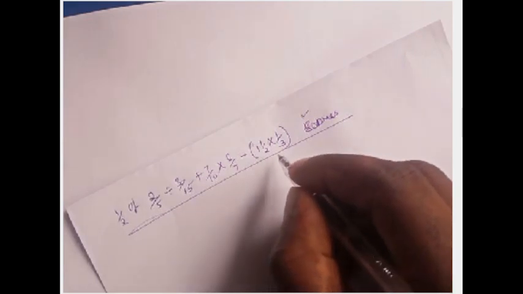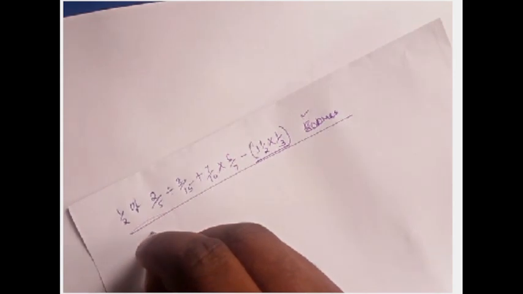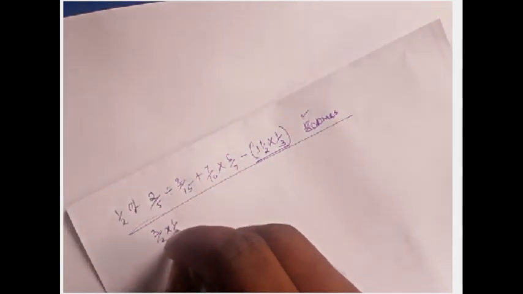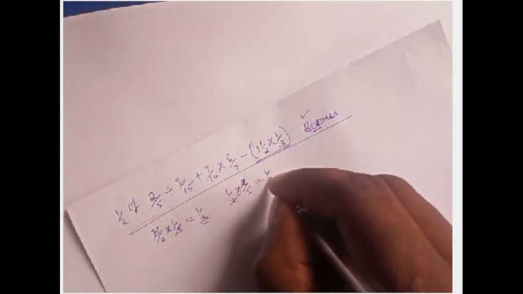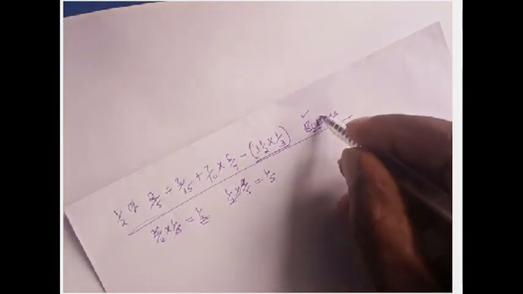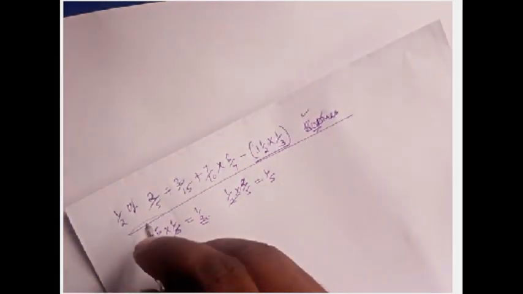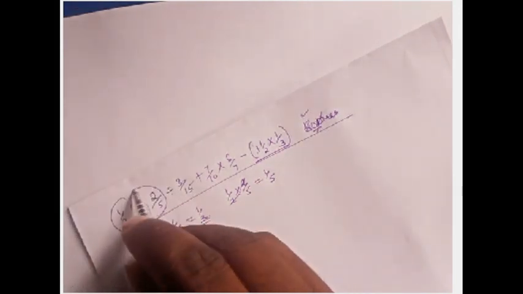BODMAS says we start with the brackets, so we simplify what we have in the brackets. Change to mixed fraction, 3 over 2 times 1 over 3, which gives us 1 over 2. Then we move to of. We have the statement 1 over 2 of 2 over 5. We get 1 over 5. Followed by division, so we divide. After combining this one, we get 1 over 5.